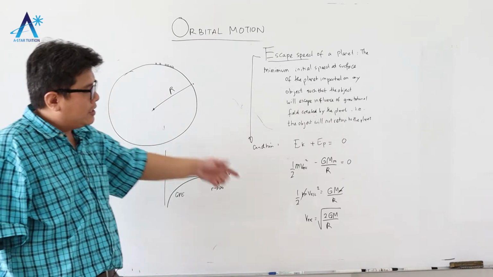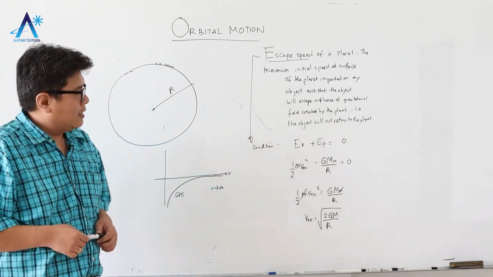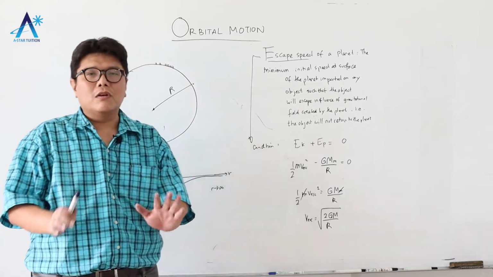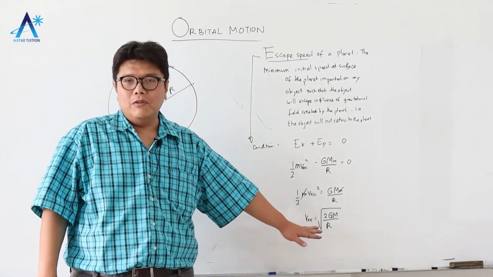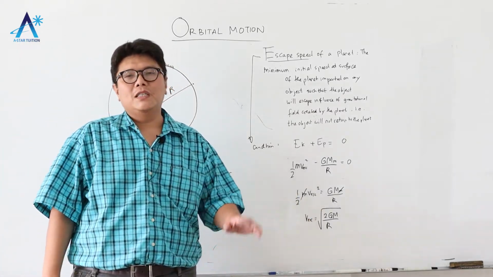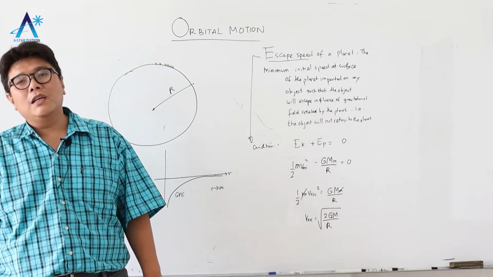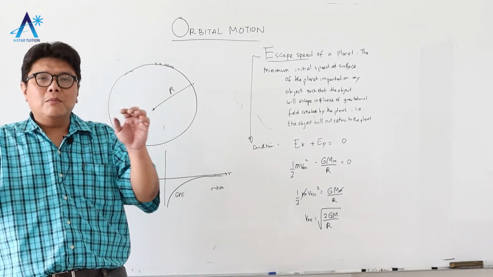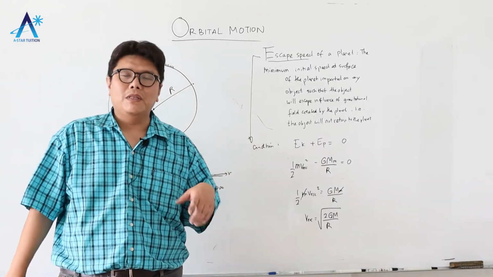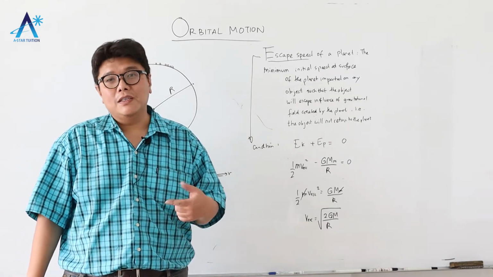Okay, so using this you can actually calculate the escape speed of Earth. Remember, G is a known constant. You know the radius of Earth, which is about 6,380 kilometers. The mass of Earth is about 6 times 10 to the power 24 kilograms. Put them in your calculator and calculate, and you'll find what the escape speed of Earth is.